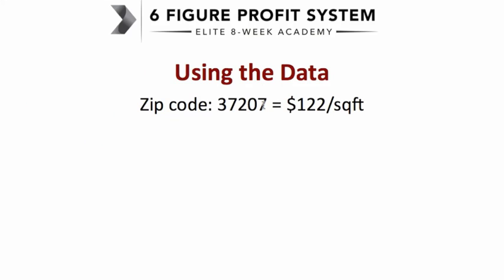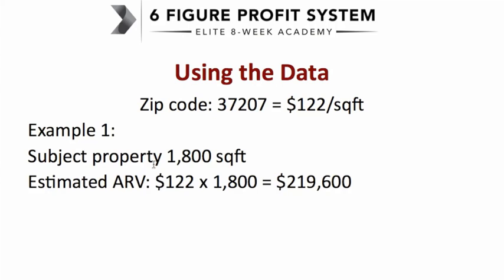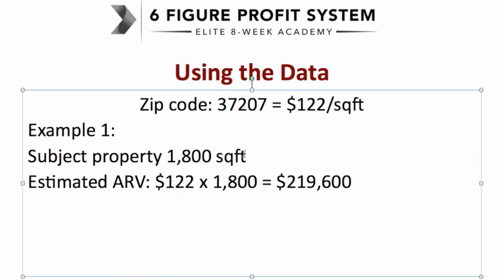So, like I gave an example here, 37207 is 120 a square foot. Let's say that we've got a subject property that's 1,800 square feet, and the average sold price in that zip code is 122. They do it by zip code. So whenever you're looking at this, it's per zip code. That's how they break down the data. So 1,800 square feet times 122 a foot is 219,600. That's a good rough after repair value based on the market trends, based on the data in that zip code.